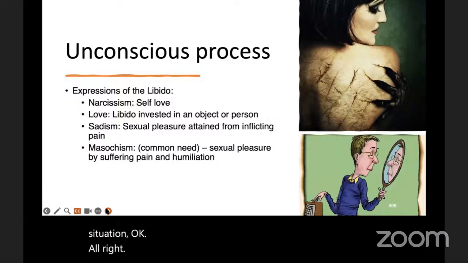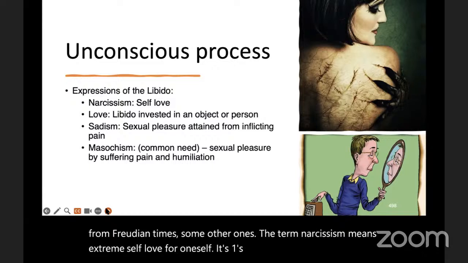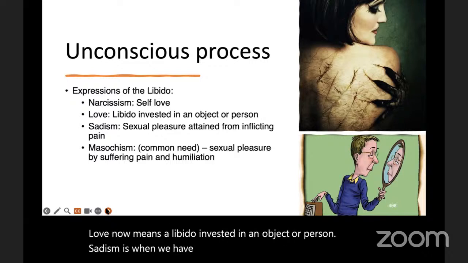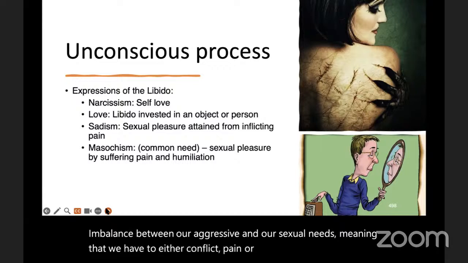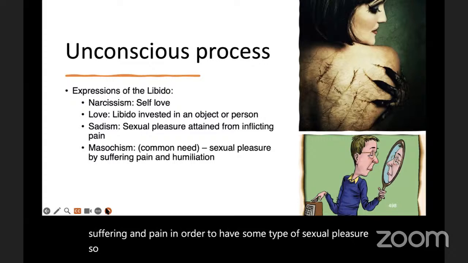And this also gives us some other terms that have been used from Freudian times. The term narcissism means extreme self-love for oneself. It's one's ego. Love now means a libido invested in an object or person. Sadism and masochism are when we have an imbalance between our aggressive and our sexual needs, meaning that we have to either inflict pain or aggression or experience suffering and pain in order to have some type of sexual pleasure. So it's our id kind of gone awry, conflicting with each other.